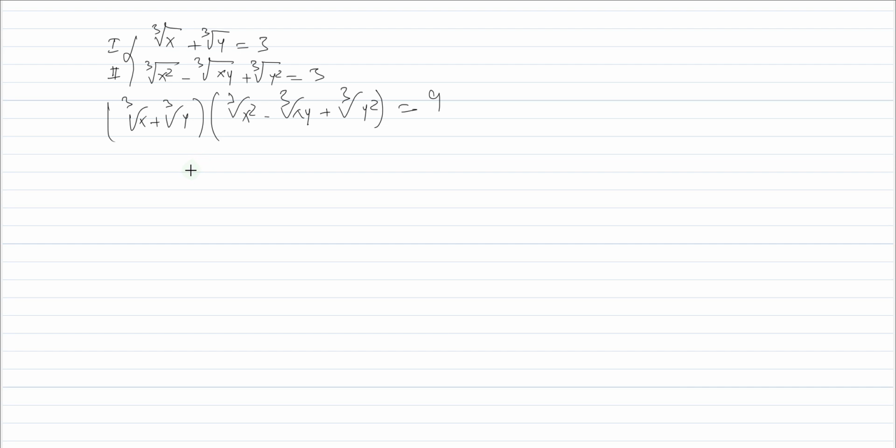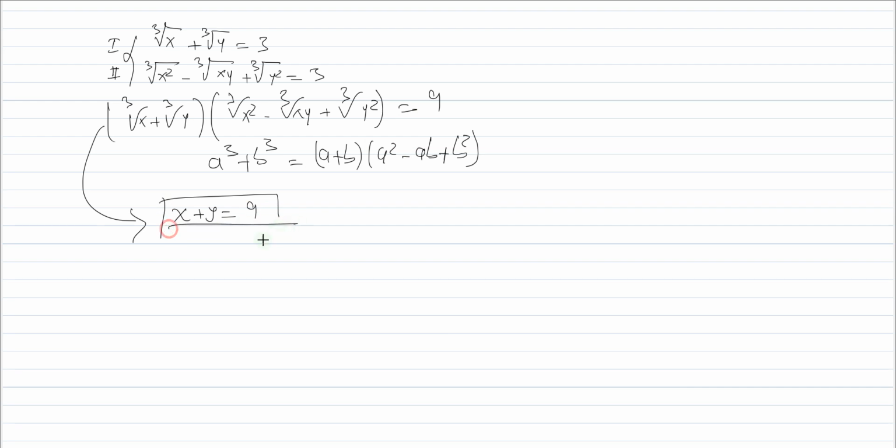This is similar to a cubed plus b cubed, which is a plus b multiplied by a squared minus ab plus b squared. The difference is that we have roots in here. So this product is going to be x plus y, and x plus y is going to be equal to 9.